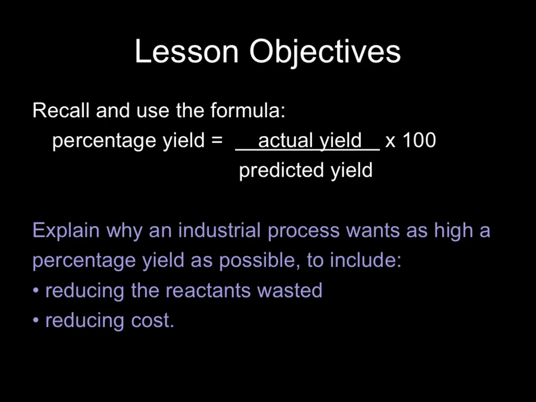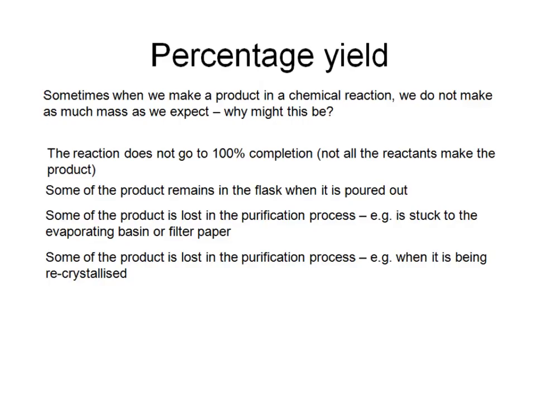This will not be given to you on your exam paper. You'll be expected to be able to do calculations based on that, and at a high level to explain why industrial processes want as high a yield as possible. And there are 2 points that you need to learn from the specification here. There's all sorts of reasons why we never get 100% yield in a chemical process. For example, some reactions don't actually go to 100% completion, but they end up at an equilibrium point where there's some reactants and some products in the mixture at the end.